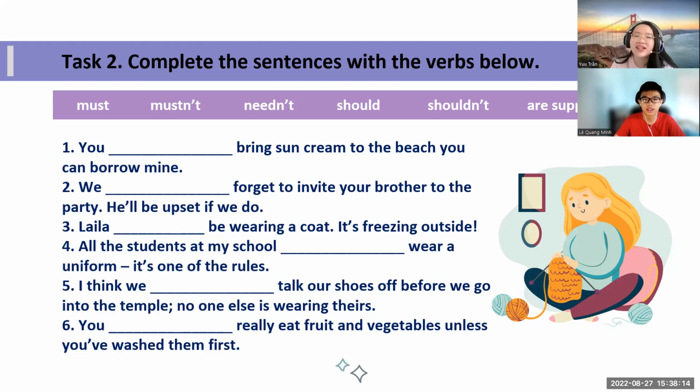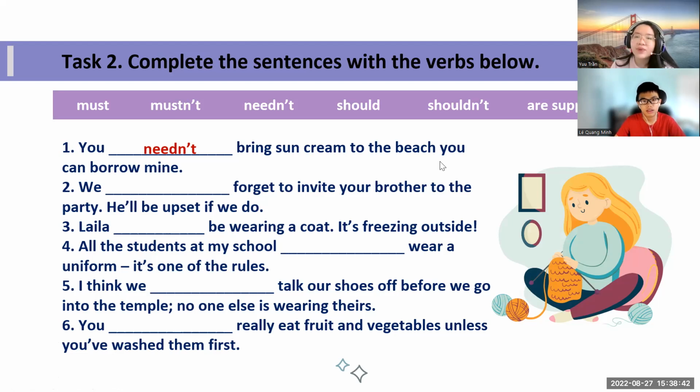You can borrow mine. Okay, so the good thing about needn't here is when you write it down, you don't need to add to after it. Just plus the infinitive verb directly. Chúng ta cộng thẳng cái động từ nguyên mẫu vô cho cô. You don't need to add to after needn't. Okay, one more time. You needn't bring sun cream to the beach. You can borrow mine. Okay, good.